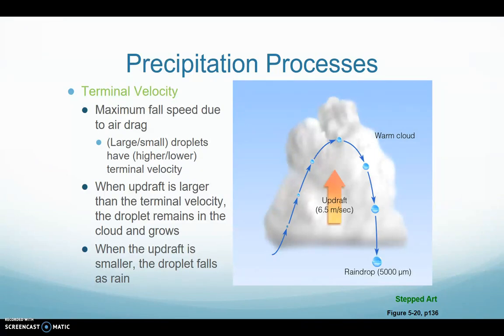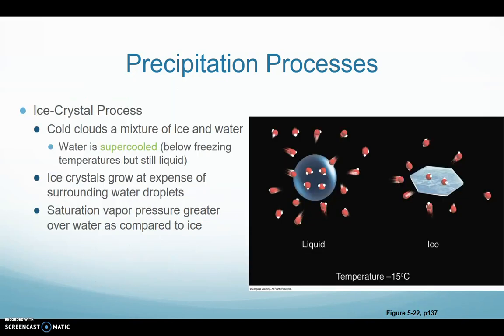The end of chapter 5 talks about many different types of rain precipitation. But precipitation isn't always liquid water. Sometimes it has to do with solid water. So let's talk about the second precipitation process, which we call the ice crystal process.